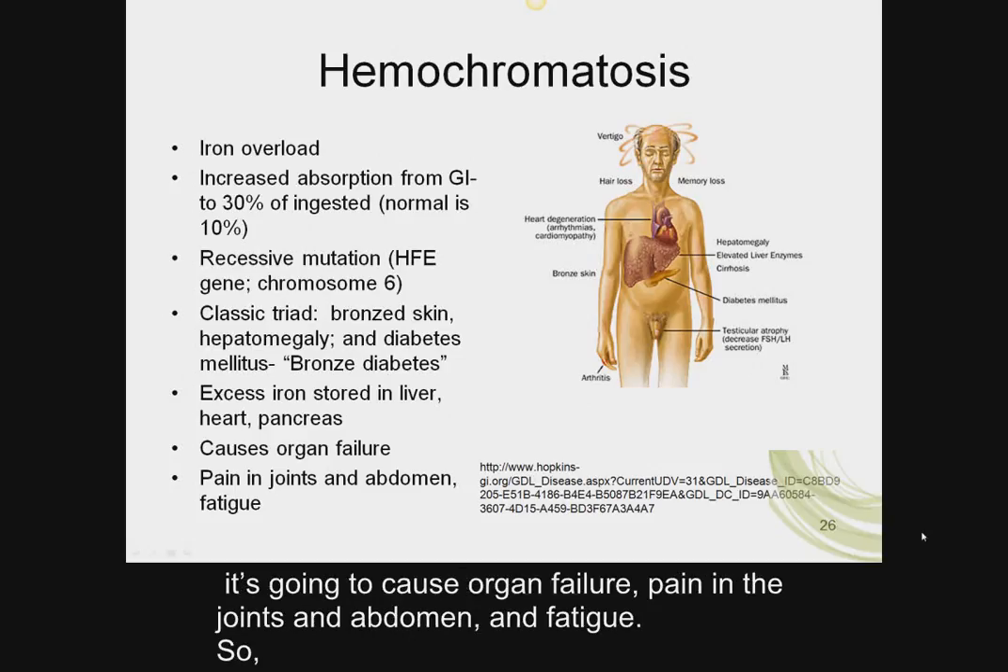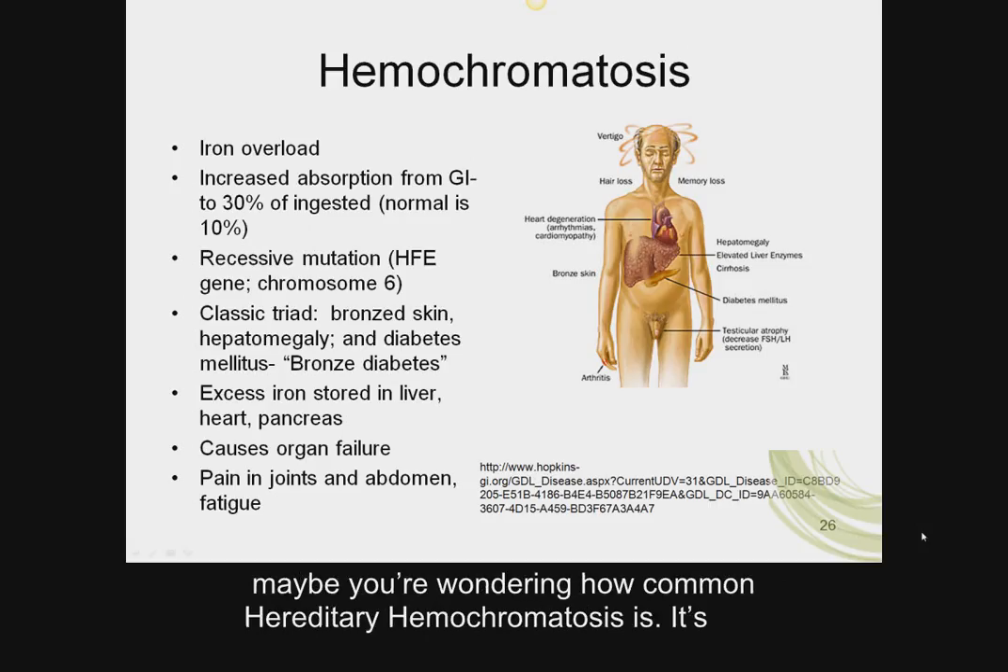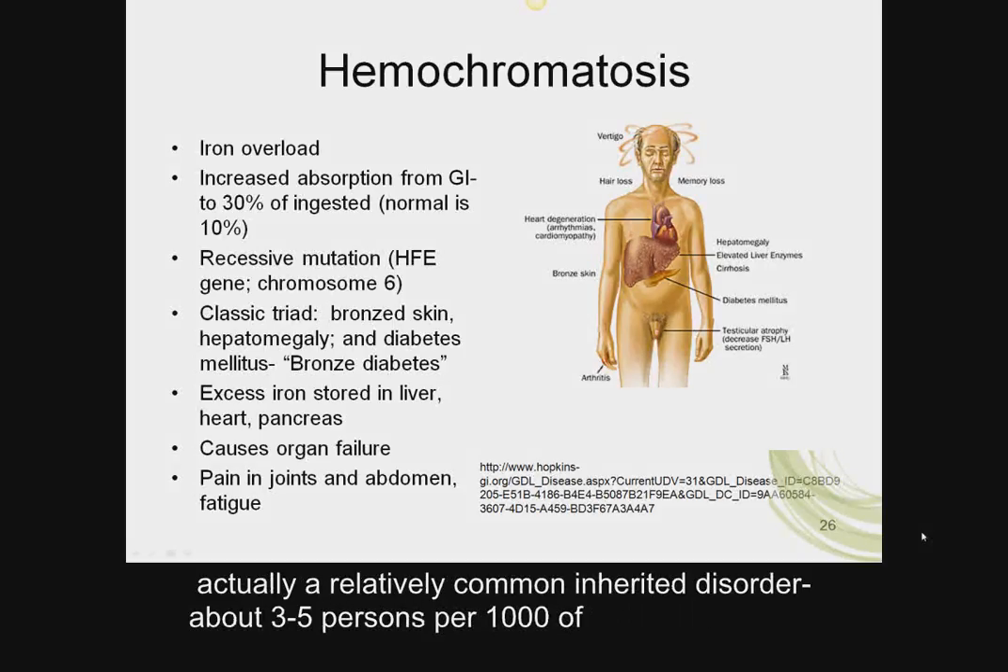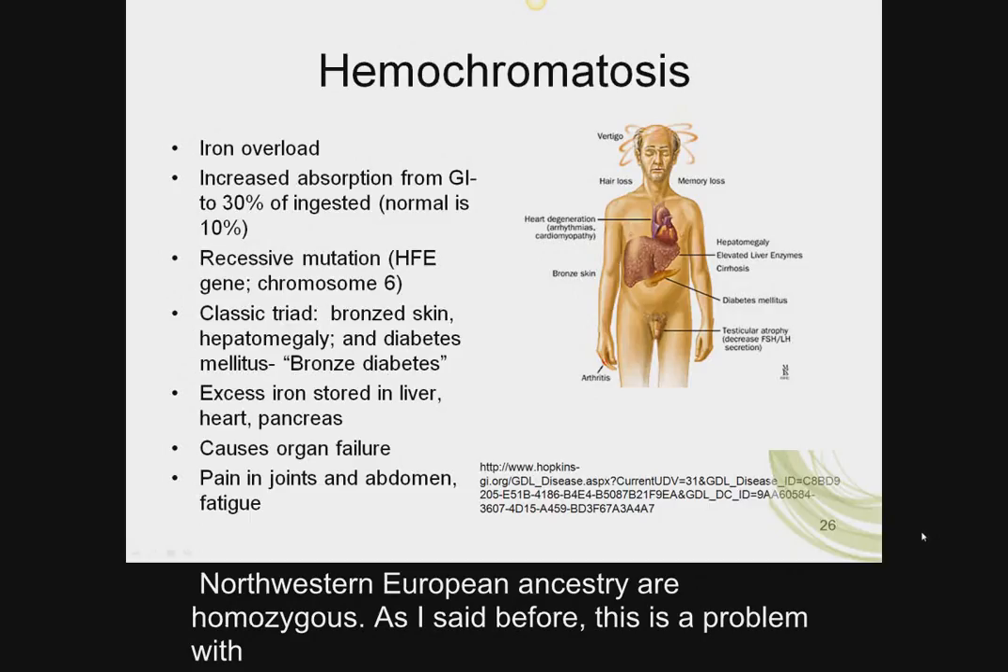Maybe you're wondering how common hereditary hemochromatosis is. It's actually a relatively common inherited disorder. About 3 to 5 people per 1,000 of Northwestern European ancestry are homozygous.